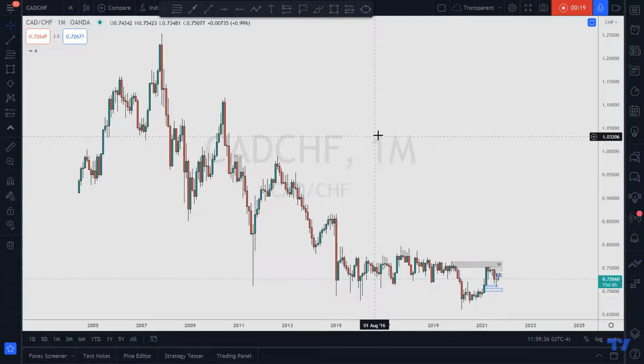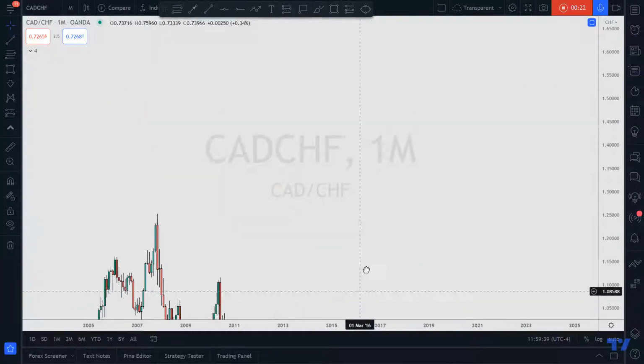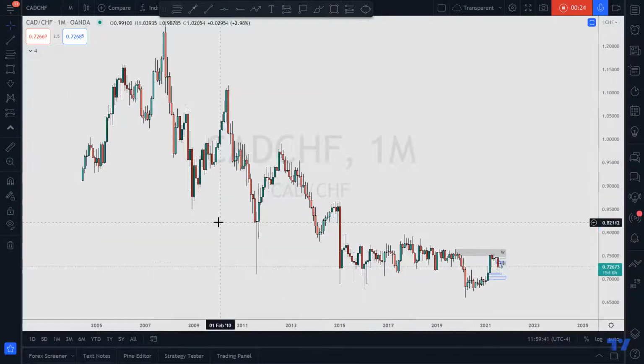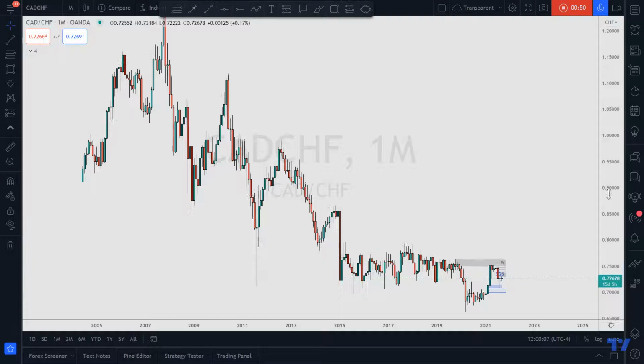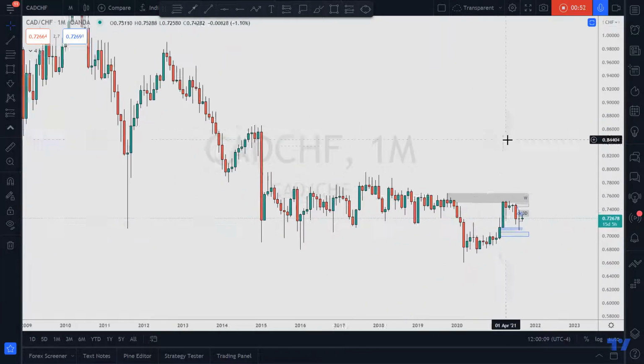So here I go. Let's look at CAD Swiss, shall we? Let's do a full breakdown. You see how we're making nothing but lower lows, lower highs for the longest, right? Until recently, starting in April, price found equilibrium, which means there's as many buyers as there are sellers in the market. And then we had a breakout to the downside, right? Let's take a good look at this.